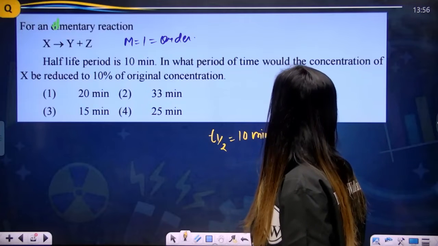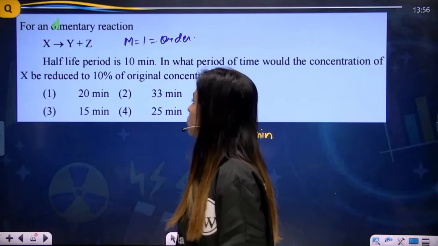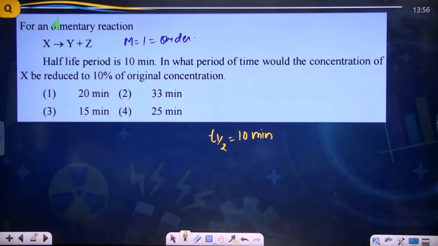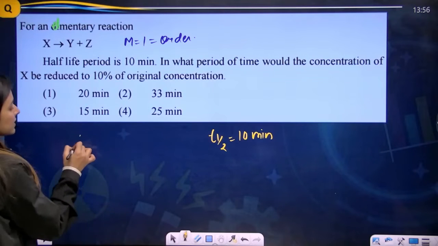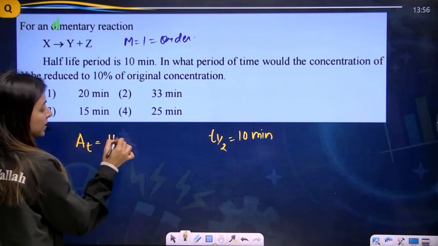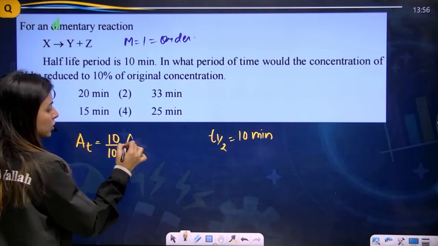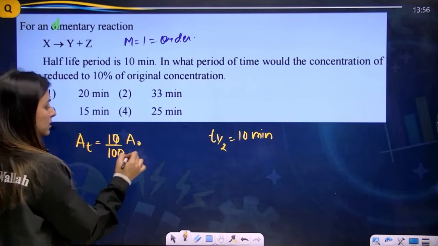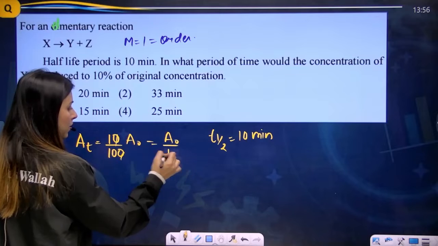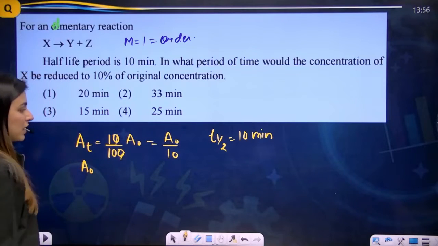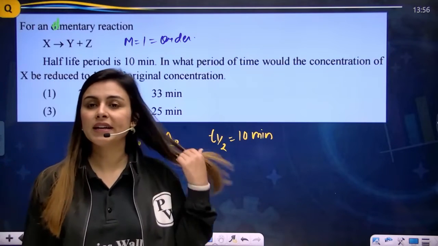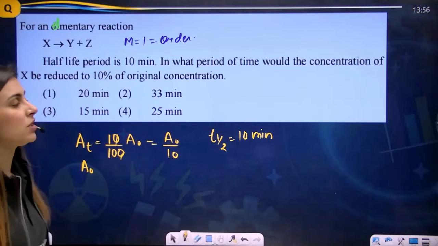In what period of time would the concentration of X be reduced to 10% of the original amount? So it says that your final concentration should be 10 upon 100 of the initial amount. So the initial amount is A naught and your final amount is A naught by 10. It decreases to 10% of the initial amount.